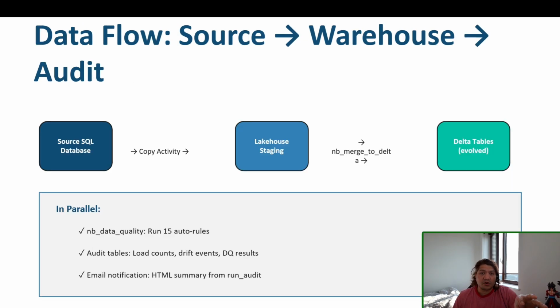This is specifically for the bronze layer, which we'll be doing as a part of our exercise today. We'll have a SQL database, copy the data into the Lakehouse, and the delta table gets evolved. So in parallel, all these data quality notebooks will run. They will find out if there are any anomalies and so on, and email notifications will be sent to you.